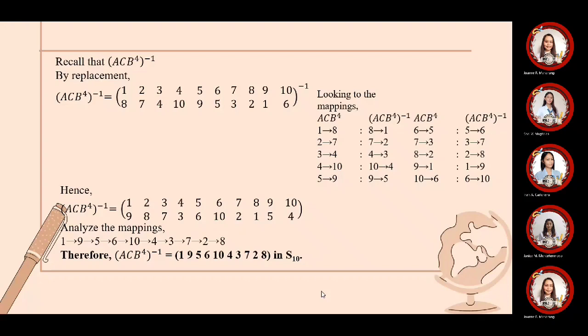So our inverse of A times C times B raised to 4 will be 1 maps to 9, 2 maps to 8, 3 maps to 7, 4 maps to 3, 5 maps to 6, 6 maps to 10, 7 maps to 2, 8 maps to 1, 9 maps to 5, and 10 maps to 4. So our one-line notation will be 1, 9, 5, 6, 10, 4, 3, 7, 2, 8 in S sub 10.